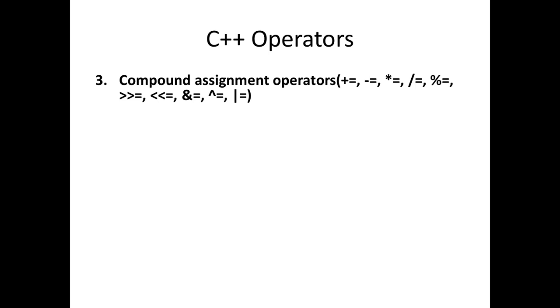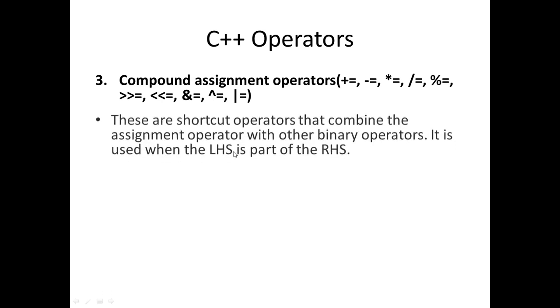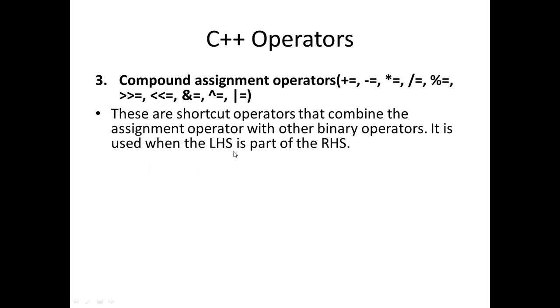Compound assignment operators. If you look at them, you see two operators joined together. In the first one, we have the plus and the assignment operator, minus and assignment, then the multiplication and assignment, division and assignment, modulus assignment, shift right and assignment, shift left and assignment, and assignment, or assignment, and exclusive or assignment. They are shortcut operators that combine the assignment operator with other binary operators.